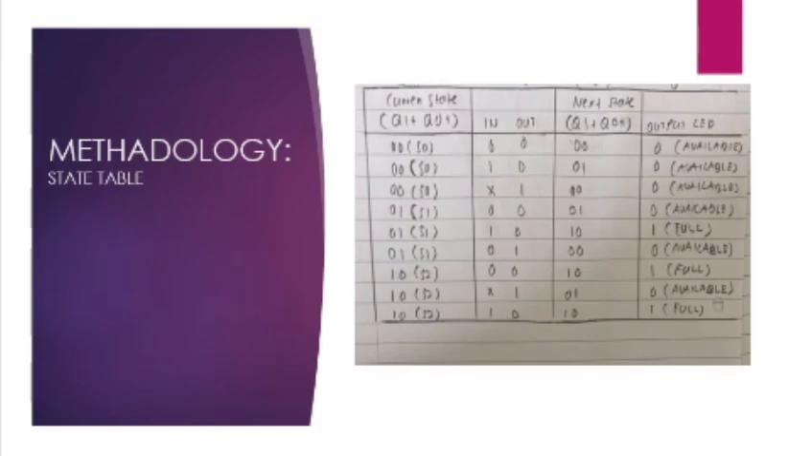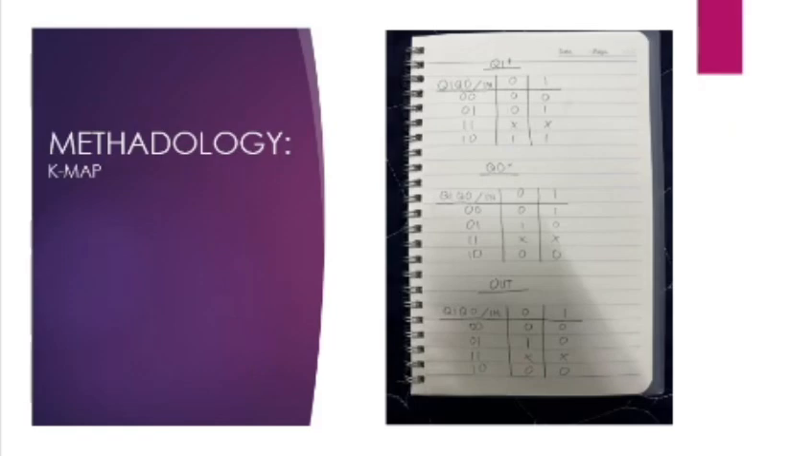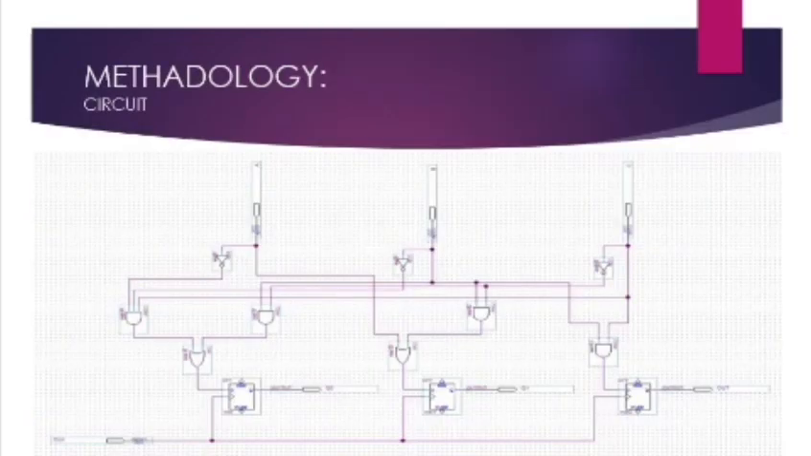Okay, next we get the methodology state table. We obtained it from the state diagram in the previous slide. It shows the current state and the next state in the state table. Next, we get the K-map that we obtained from the state table in the previous slide. Next, there is the methodology circuit. This circuit shows 3 inputs with 3 inverters. We use 4 AND gates with 2 NOR gates. And then we use 3 D flip-flops with 1 output.